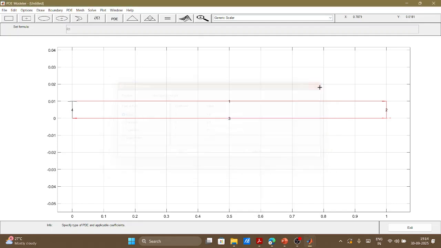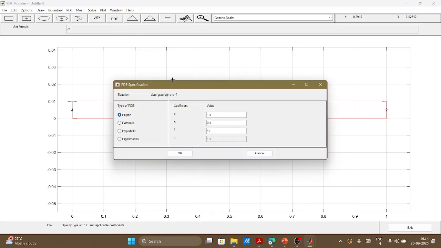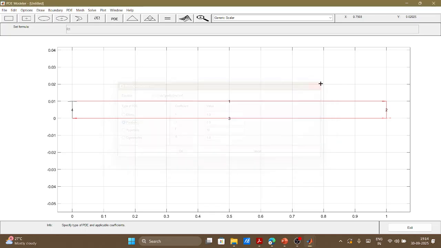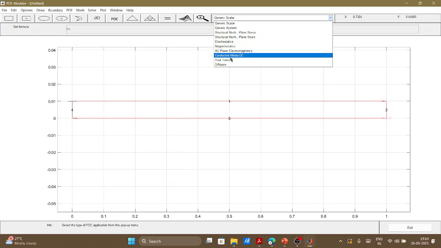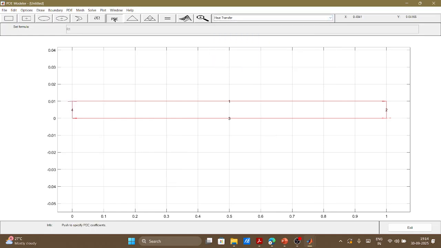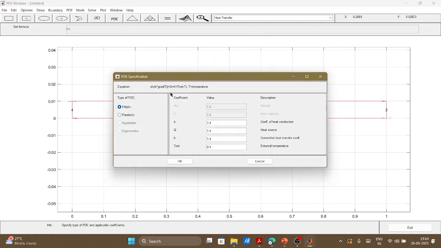If I go here to the PDE part and try to provide what my PDE equation is, what its variable will be, you can see it provides the generic equation, like for elliptic this kind of equation, for parabolic this kind of equation, right? But if I just change it to the heat transfer problem and then look at the PDE, it changes the equation to represent your particular problem, right?